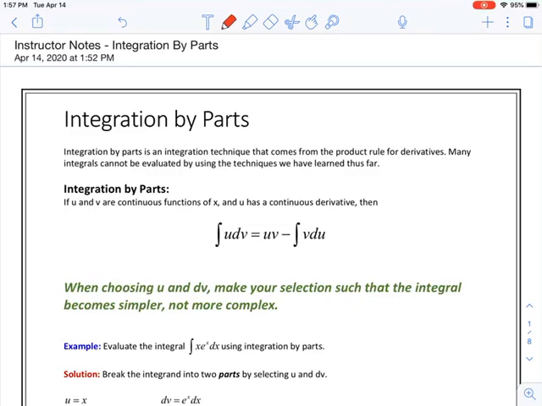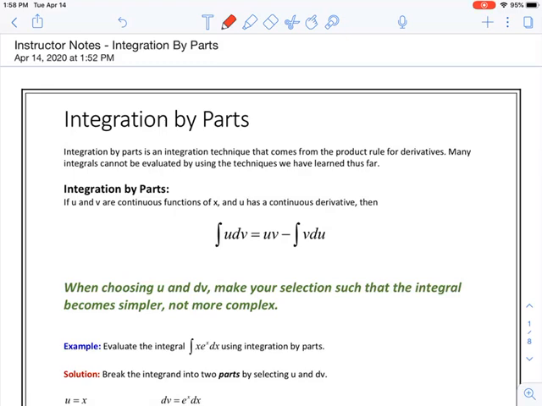In this video, I'm going to be going over my notes on integration by parts. When we were finding derivatives, we learned how to find the derivative of a function that was the product of two functions, and we used the product rule for that. Well, integration by parts is integration's answer to integrating a product.